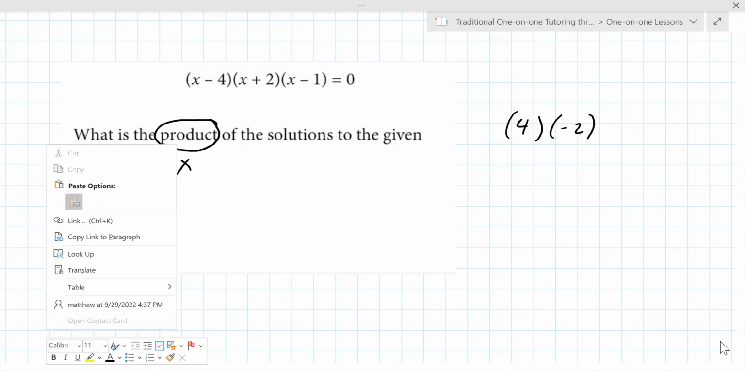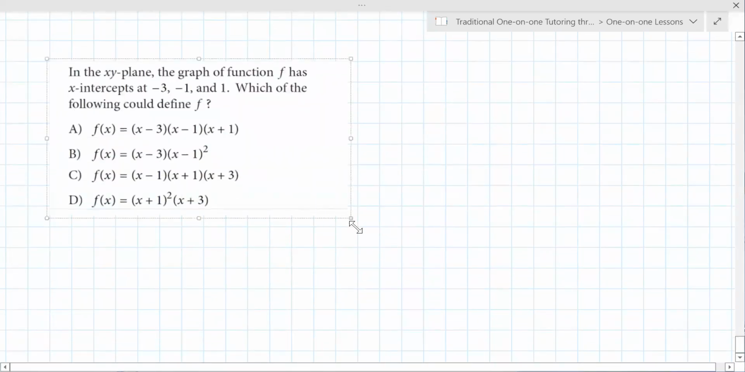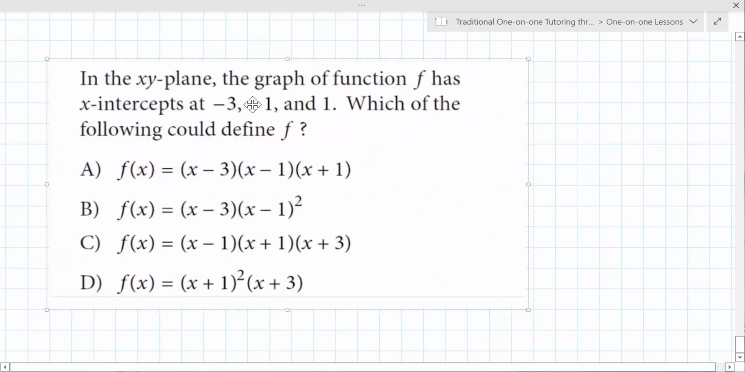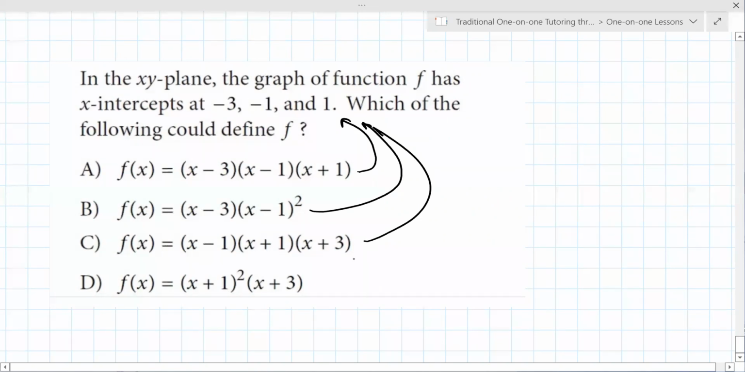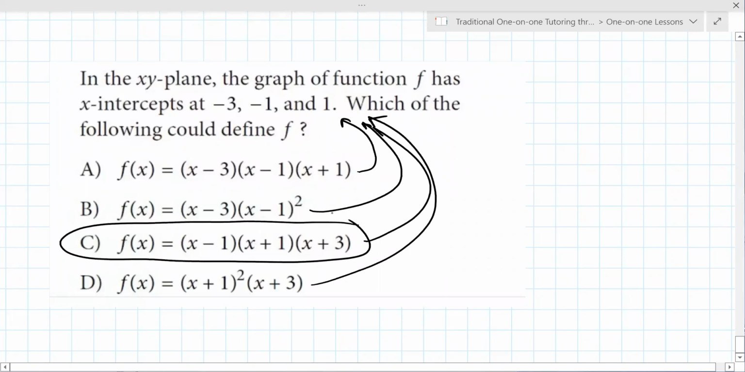So let's just see if you can do it. I think you can. They're giving you the intercepts now. In the xy plane, the graph of function f has x-intercepts -3, -1, and 1. Which of the following could define f? So one way you could do it is look at the answers and go backwards, or you could try to write it from these. I got C. It is C, yes. I did the first example of how to do it, is just do it and read it. Good, good.